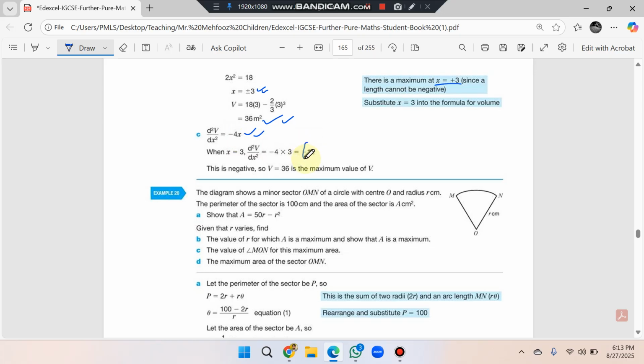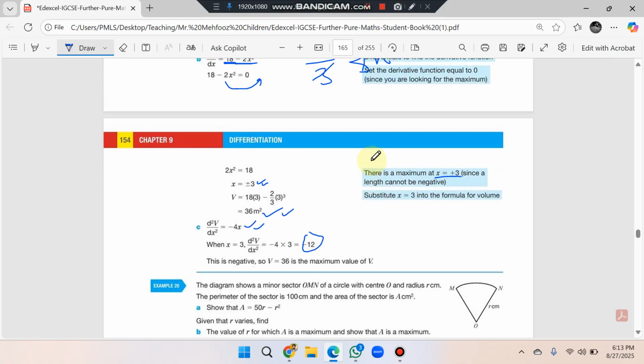So we can just put the value of x into this equation, so it will become minus 12. So minus 12 is negative, so it means that the double derivative is negative now. So when the double derivative is negative, it means that we are dealing with the maximum value. So this is negative, so V equal to 36 is the maximum value of the volume of this tank.